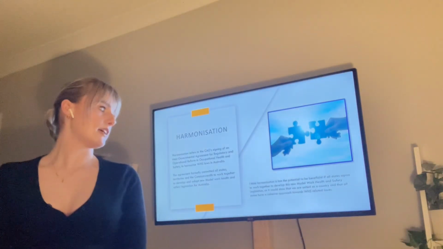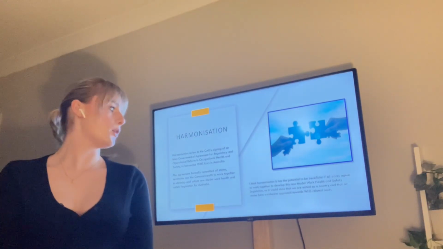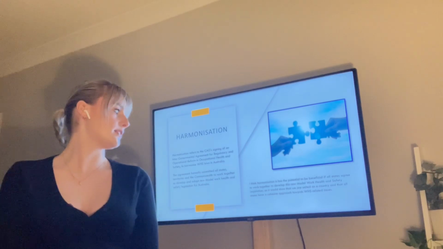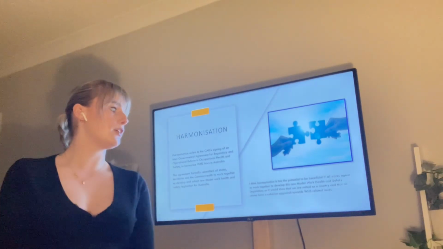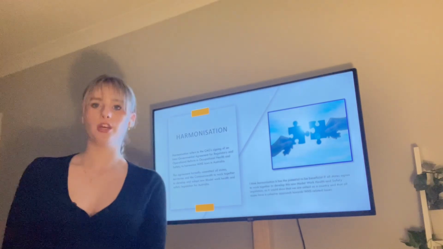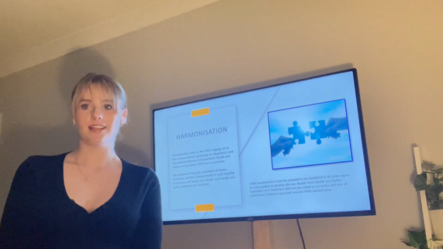I believe harmonisation has the potential to be beneficial if all states agree to work together to develop this new work health and safety legislation, as it would show that we are united as a country and that all states have a cohesive approach towards WHS matters.